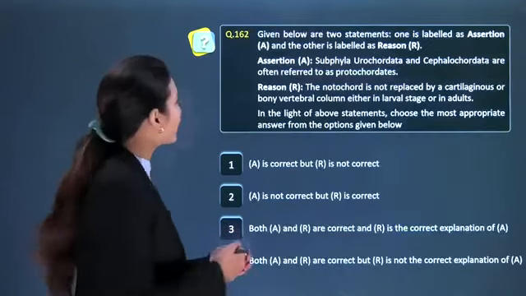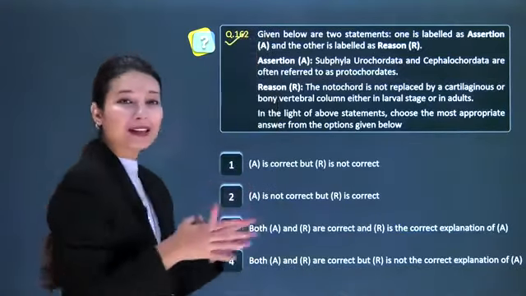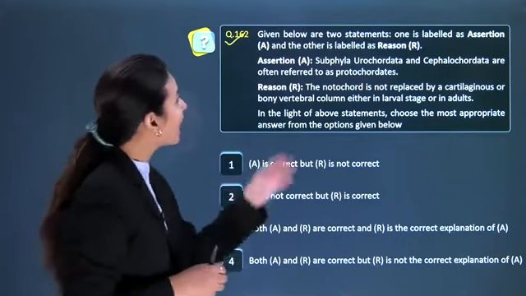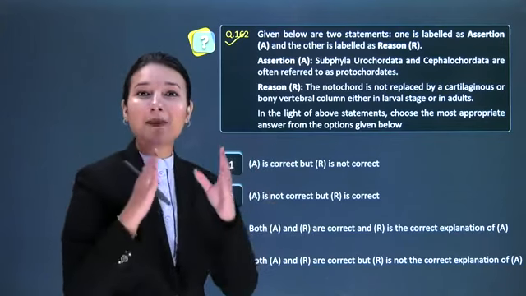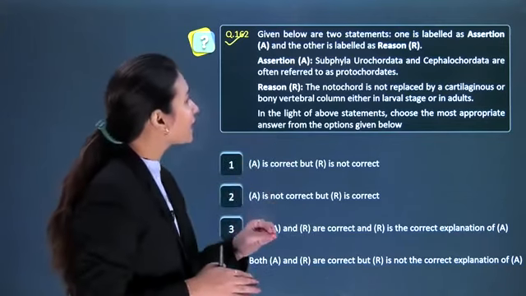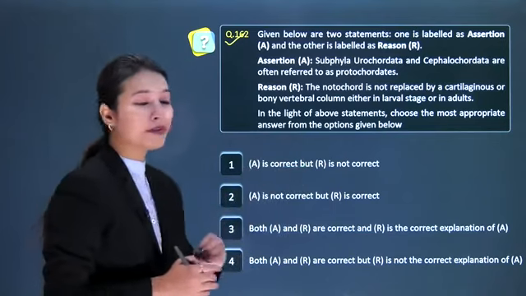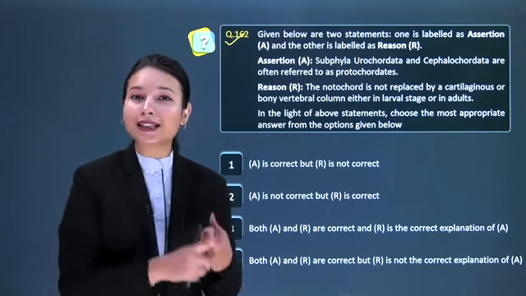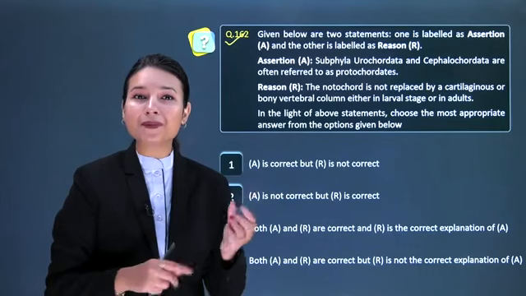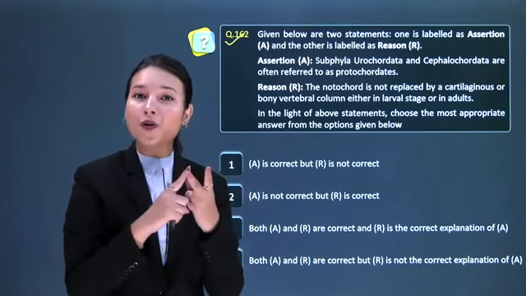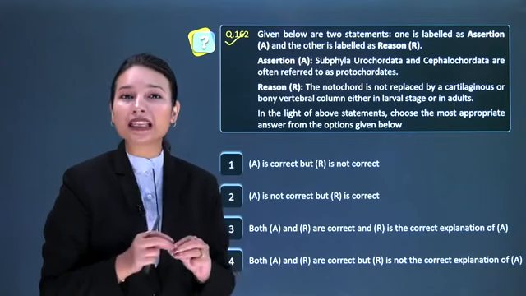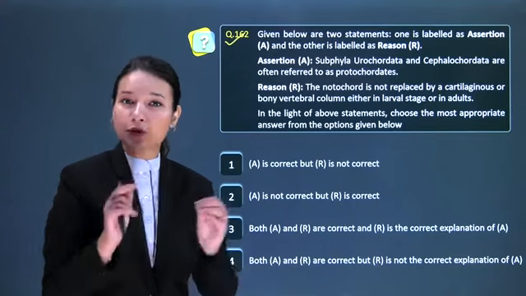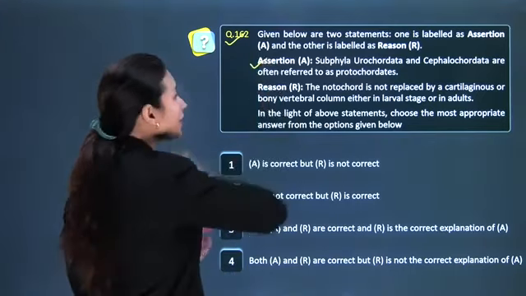Now let's move on to the next question, that is question number 162 that states given below are two statements. One is labeled as assertion and the other is labeled as reason. So यहाँ पे assertion है subphyla Urochordata and Cephalochordata are often referred to as protochordates. ये बिल्कुल सही assertion है as the phylum Chordata is divided into 3 subphyla, that is Urochordata, Cephalochordata and Vertebrata, and among these 3, Urochordata and Cephalochordata are considered collectively as protochordates. So यहाँ पे assertion is true.